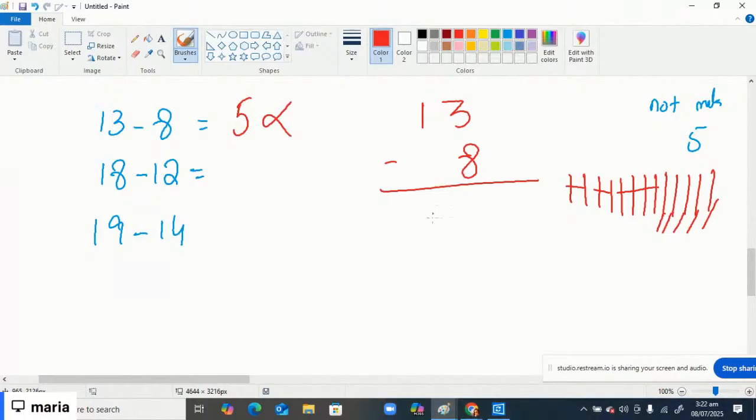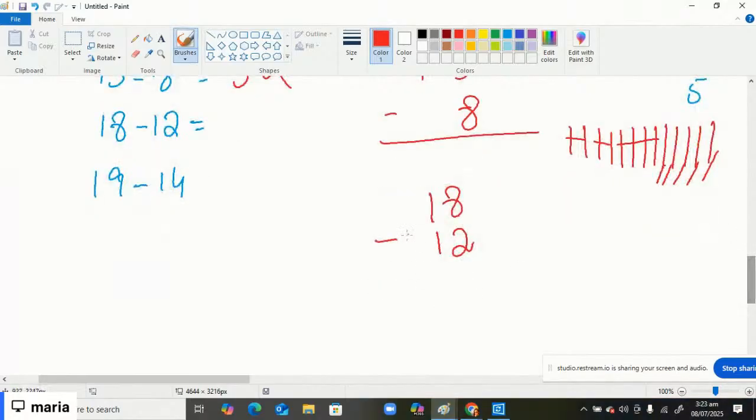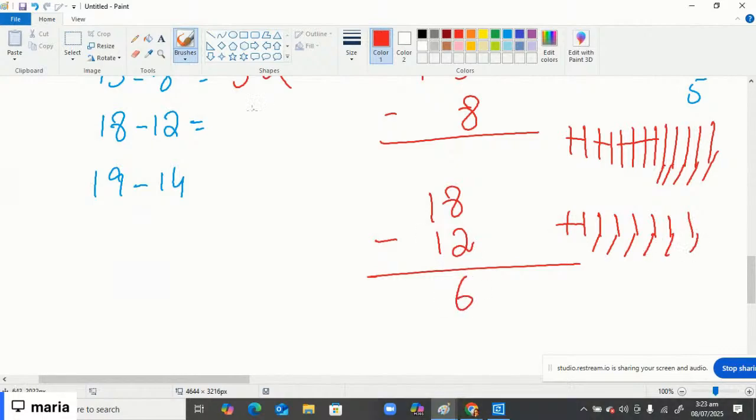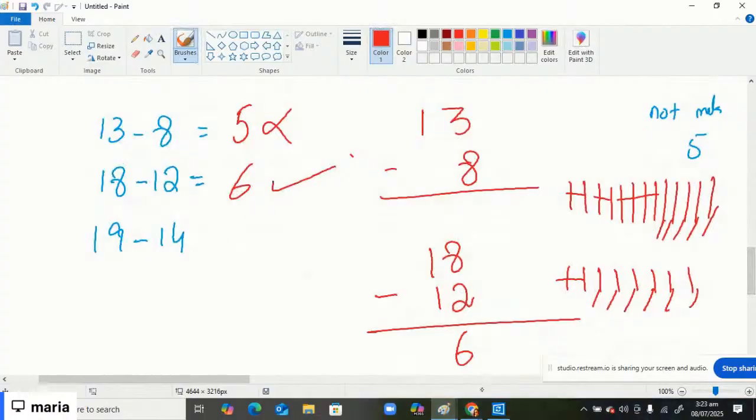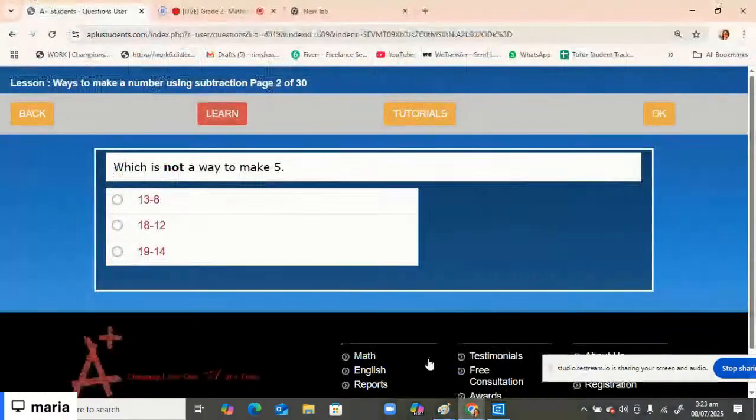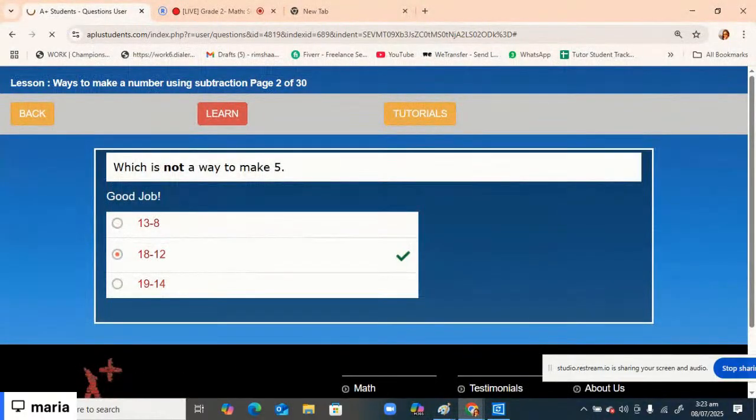Let's move to the next, 18 minus 12. Let's do it. 8 lines, 2, 3, 4, 5, 6, 7, 8. Take away 2 lines. How many are left? 1, 2, 3, 4, 5, 6. And 1 minus 1 is 0. So the answer is 6. And this is the right answer because this is not a way to make 5. So 18 minus 12, let's go with this option. And this is the right answer.